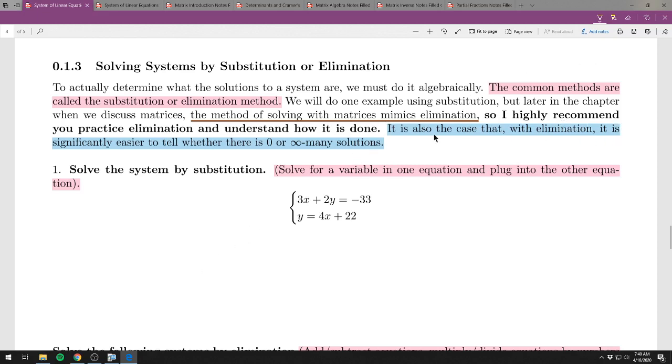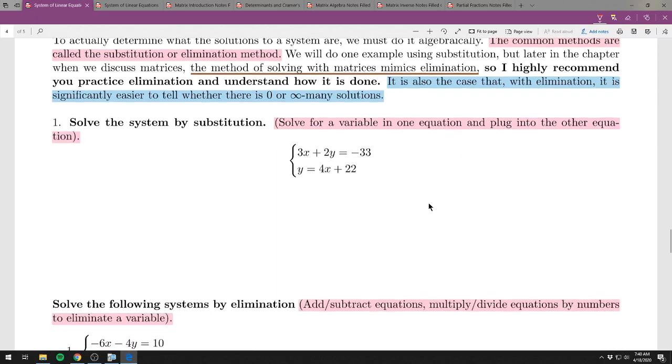And another point that I'll mention here is when you do elimination, it's a lot easier to tell if there are 0 or infinitely many solutions, because your equations will look pretty much the same. But once again, we'll see that as we go through. All right, so solve the system by substitution. I just have the method outlined here. What you do in substitution method is you solve for a variable in one equation and plug it into the other equation.